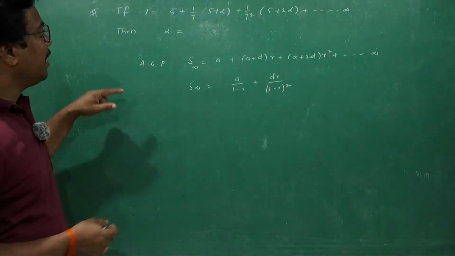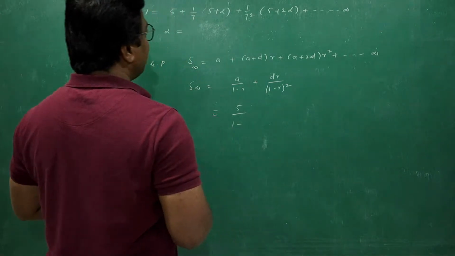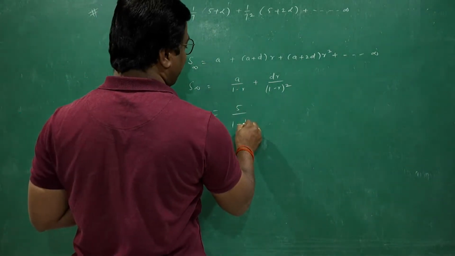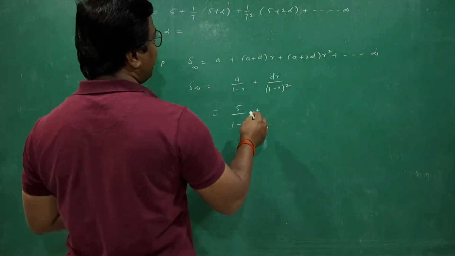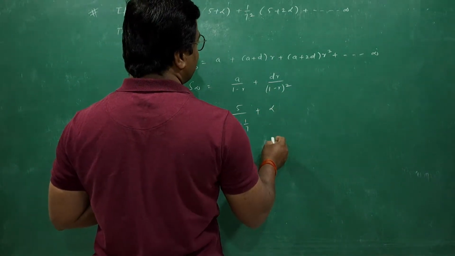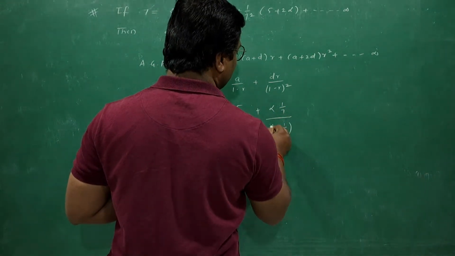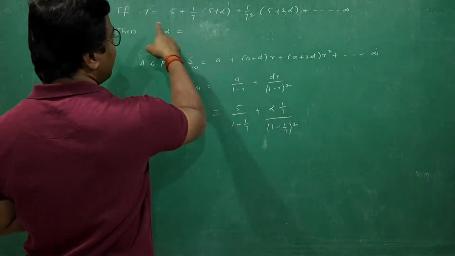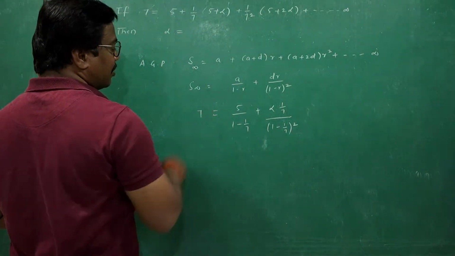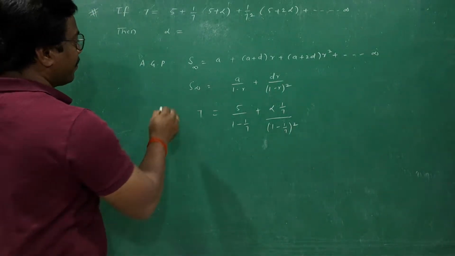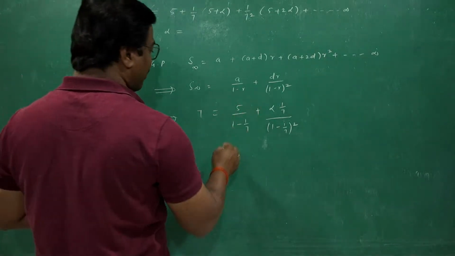Okay, and here A is 5 and the ratio R is 1 by 7. Next, D, the difference, is given as alpha. Next, R, the ratio, that is 1 by 7, divided by (1 minus 1 by 7) whole square. And given that the sum of infinite terms on the left hand side is 7, here I am going to write 7. Now, equating, we get the value of alpha.